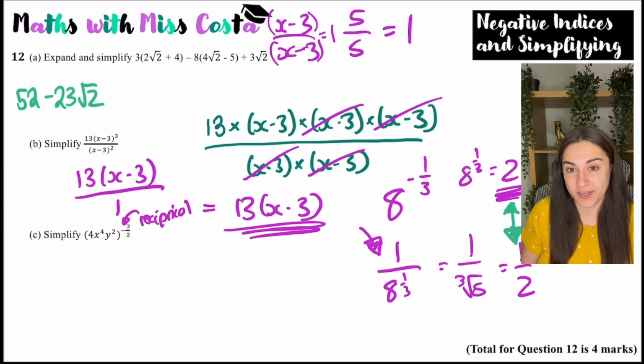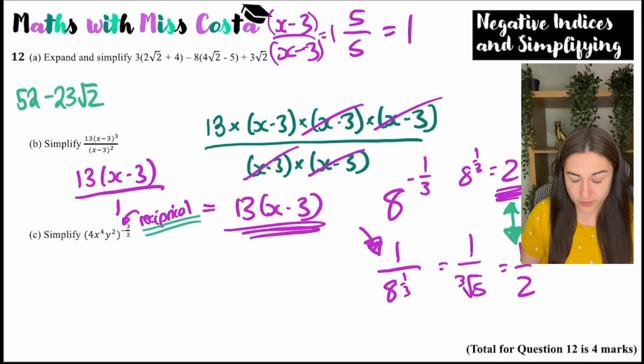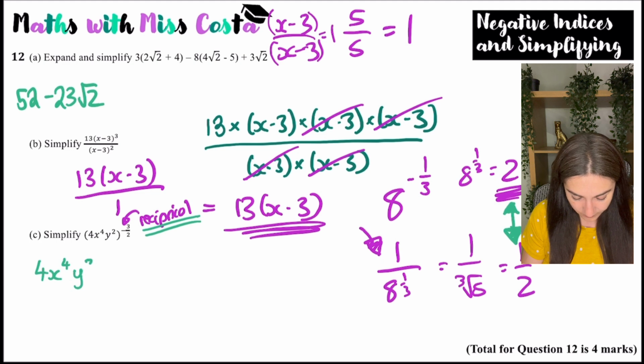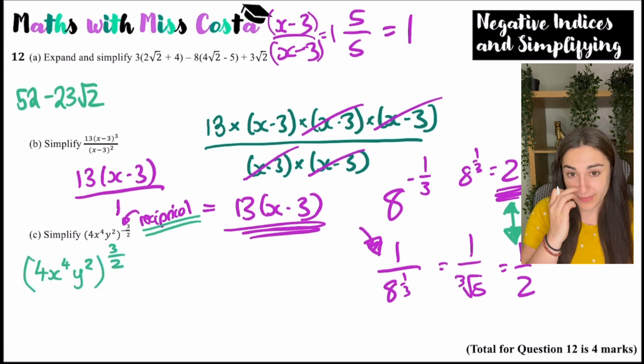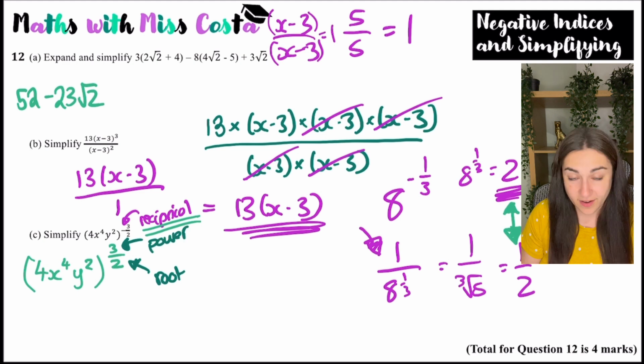So that's the method we're going to try now. We're just going to ignore the negative for now, but know that at the end, I'm going to need to do its reciprocal, which is flipping it. So I've got 4x to the power of 4, y squared, to the power of 3 over 2. Now with fractional indices, remember that the denominator tells you what root it is, and the numerator tells you what power it is too. So each of these things are being rooted.